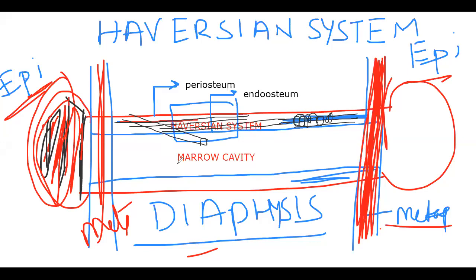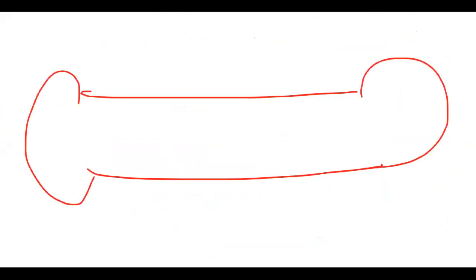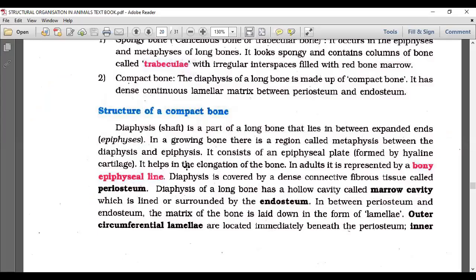So what happens after this? When fully grown, you don't find the epiphyseal plate. You will find only a line there, a scar. That means the growth is completed. You don't find a plate; you find an epiphyseal line. That means that particular person has already grown and no growth is possible in future. It helps in the elongation of the bone. In adults, it is represented by a bony epiphyseal line.